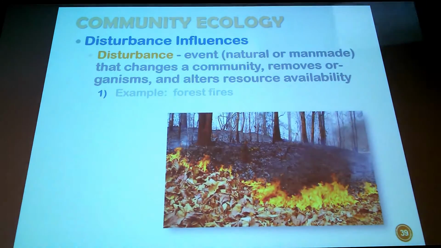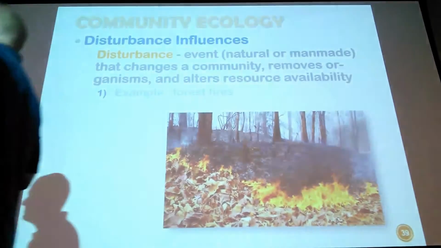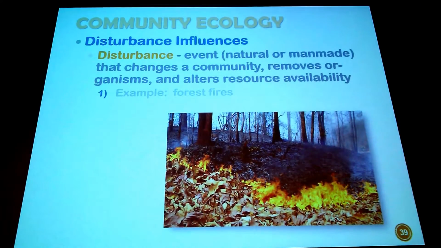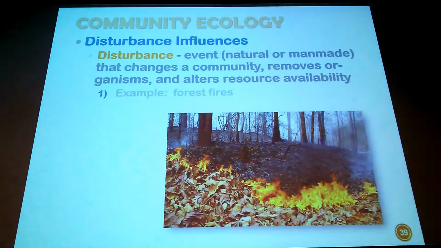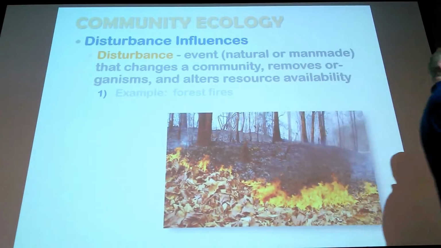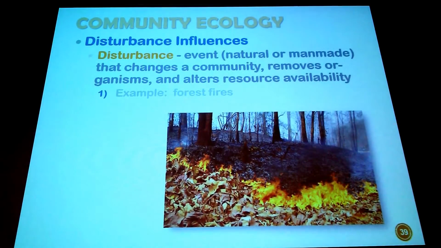A disturbance. This might have gotten thrown in with an abiotic factor. We talked about things like the amount of rainfall, temperature, wind, soil, all this stuff. The amount of sunlight for abiotic factors. Disturbance is another one. An event, natural or man-made, that changes a community, removes organisms, and alters resource availability. You live in Southern California, you know wildfires. Okay, this is a disturbance. You see what's going on here. There's a lot of natural debris, leaf litter and things on the ground. That's what the fire is feeding on.